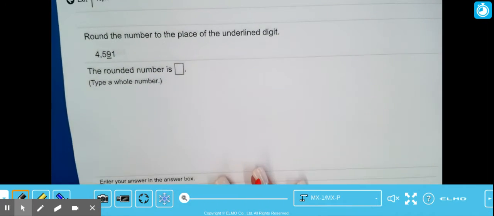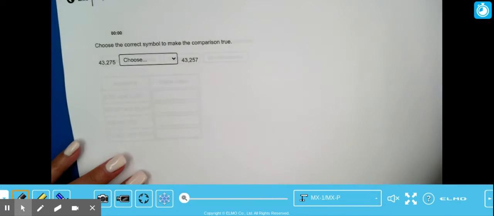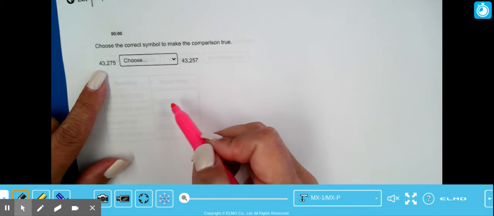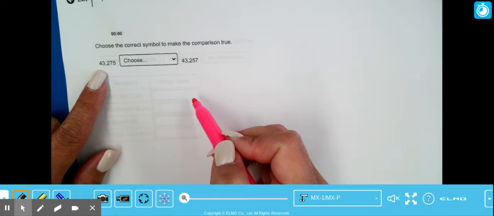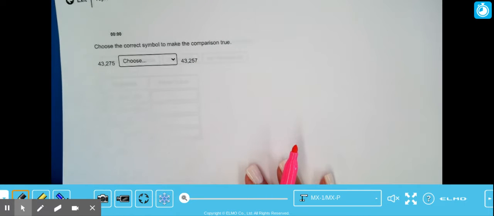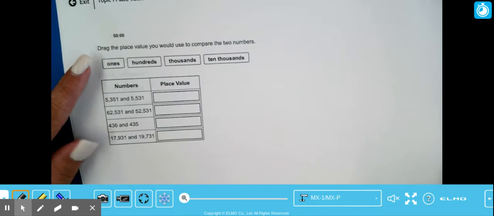We have some more rounding. I'm not going to do all of the problems. Okay. Here's another problem where you're selecting the correct symbol, greater than, less than, or equal to. Remember, the mouth eats the bigger number. Remember the annoying alligator song.